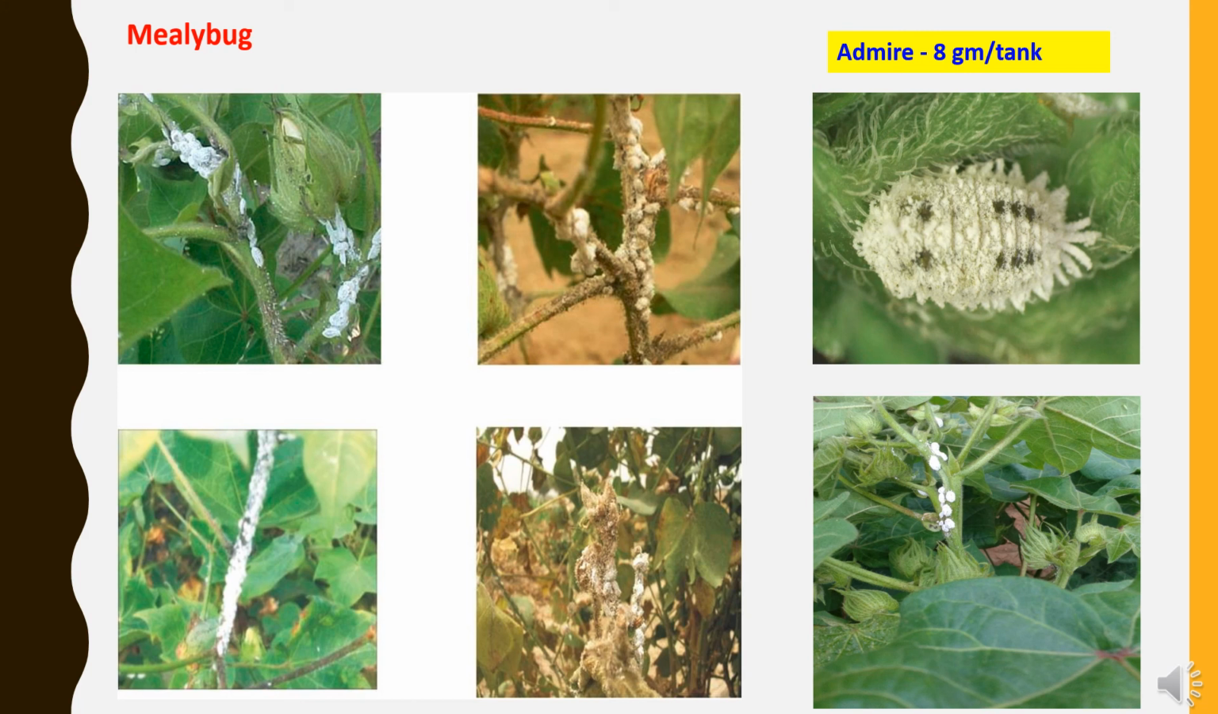Mealybug has emerged as a major cotton pest which is causing damage to the cotton crop. So for control, we have to use Admire or some other effective chemicals available in the market, and it should be sprayed on time. Otherwise, this mealybug, which is in the sucking pest category, causes a lot of damage to the cotton crop.